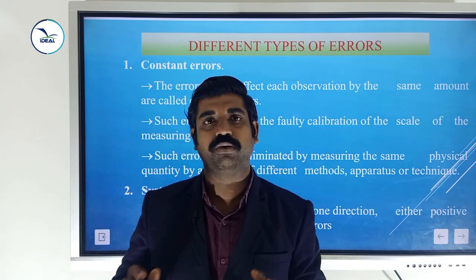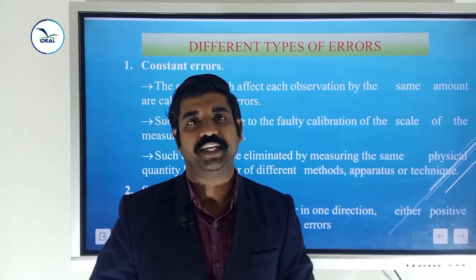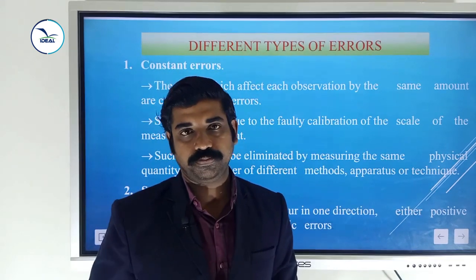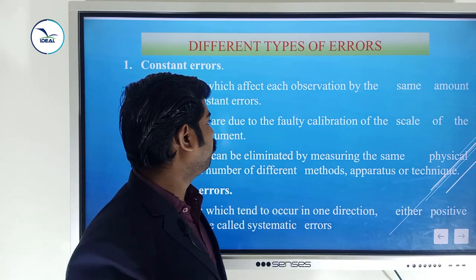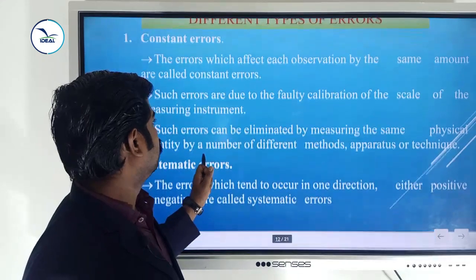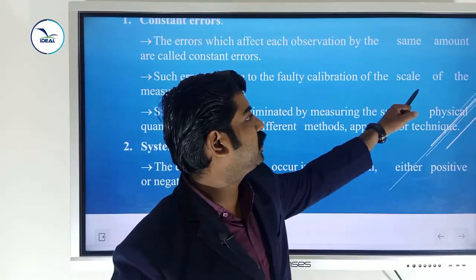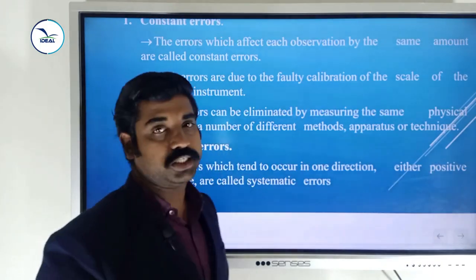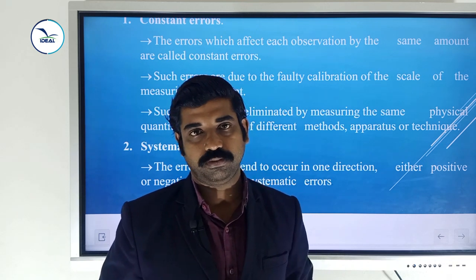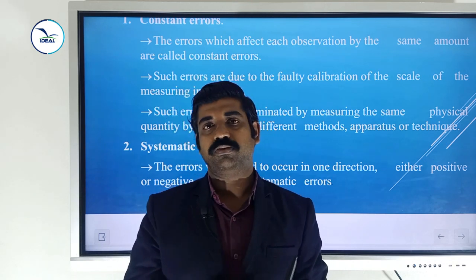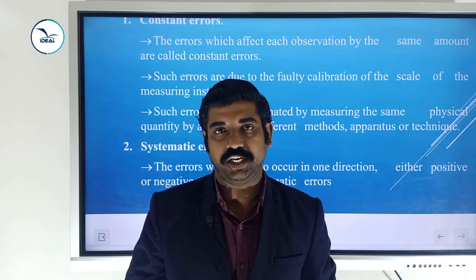Means if there is a 0.1 centimeter error in a measuring scale, so each measurement consists of that type of error. That is called a constant error. Such errors are due to the faulty calibration of the scale of the measuring instruments. That is because of the calibration problem. Calibration means we are adjusting the accuracy. So that is called the calibration.